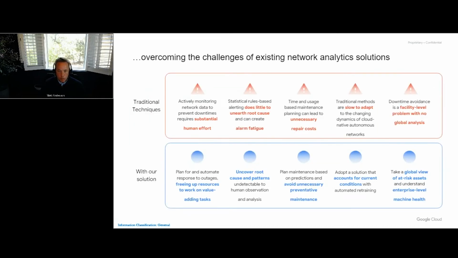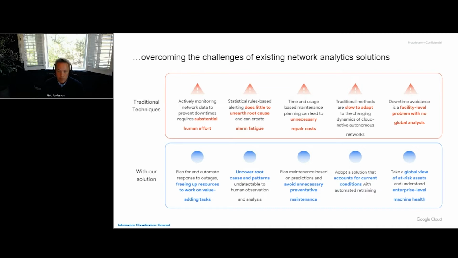In terms of what our solutions are really focused on, they address the current challenges that are out there, right? There's a lot of human effort required to monitor the network and react to performance impacting events. I'm sure those on the call can look at these and say, hey, I'm acutely aware of these issues and these challenges, right? Current statistical approaches do little to unearth root cause and create alarm fatigue across the organization. Time and usage-based maintenance planning can lead to unnecessary repair costs, as well as potentially outages that didn't need to happen in the first place.